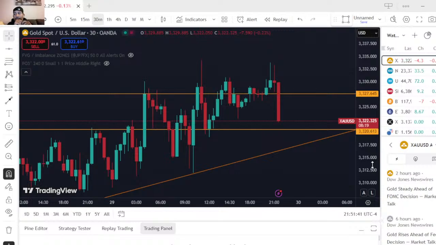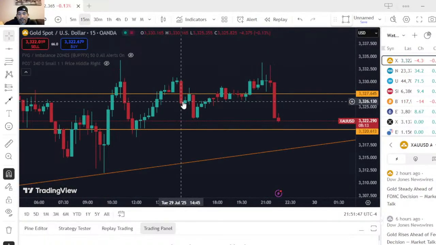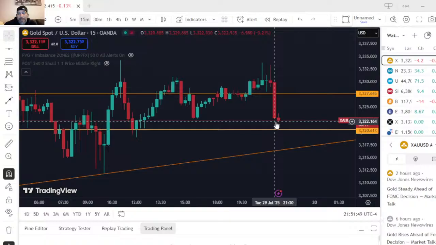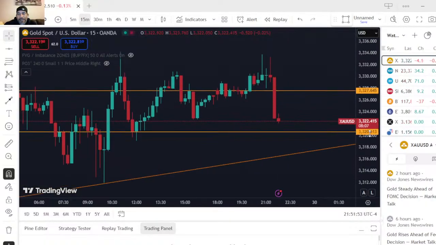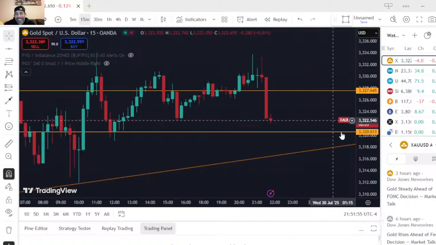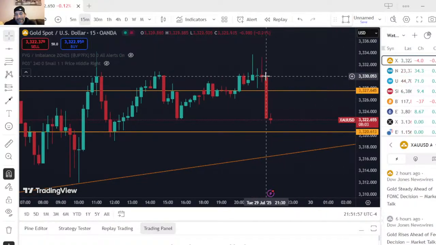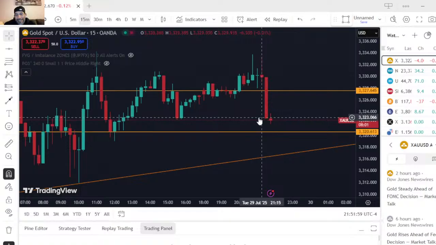Wow, look at that push down. Crazy. Look at that 15-minute. Wow, 15-minute, no bottom wick, no top wick. Look at this stupid candle. It's just crazy. All right, so yeah, no top wick, no bottom wick.